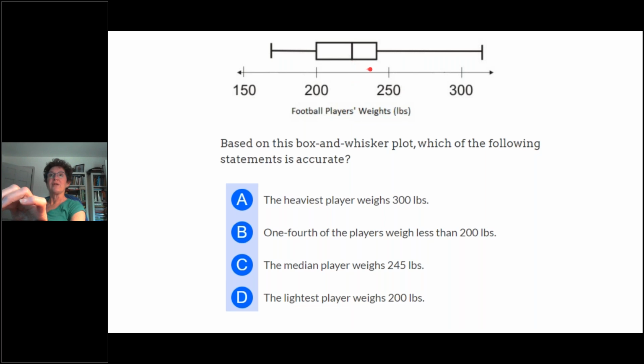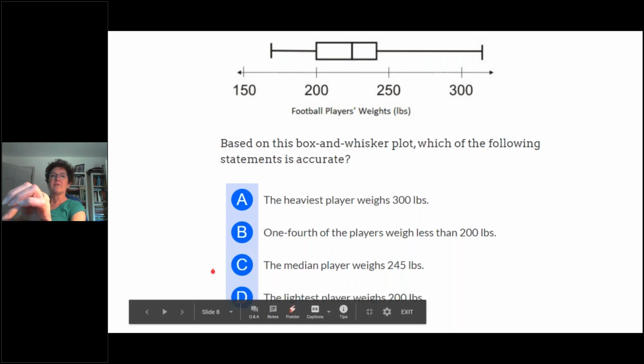And if it was 245, it would be up here. In fact, it's quite possibly this upper quartile. So no, the median player weighs 225, not 245. So C is not the right answer.